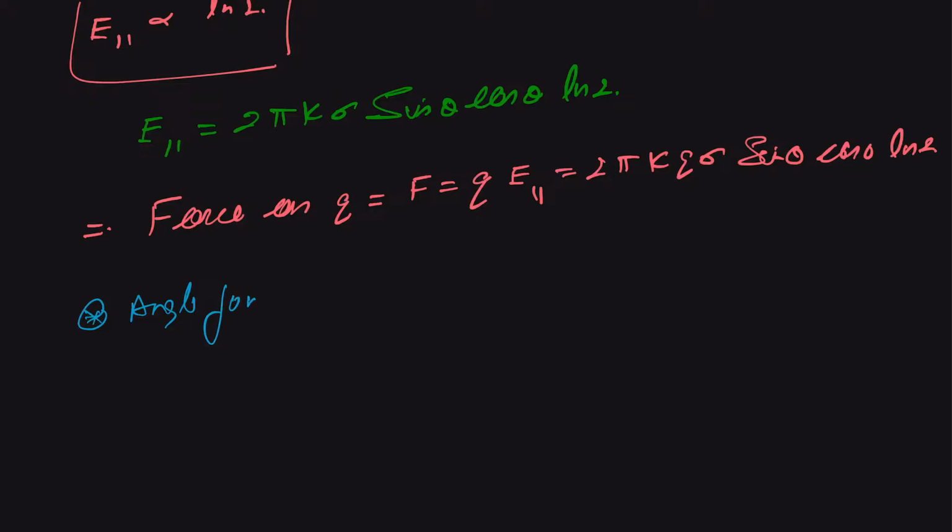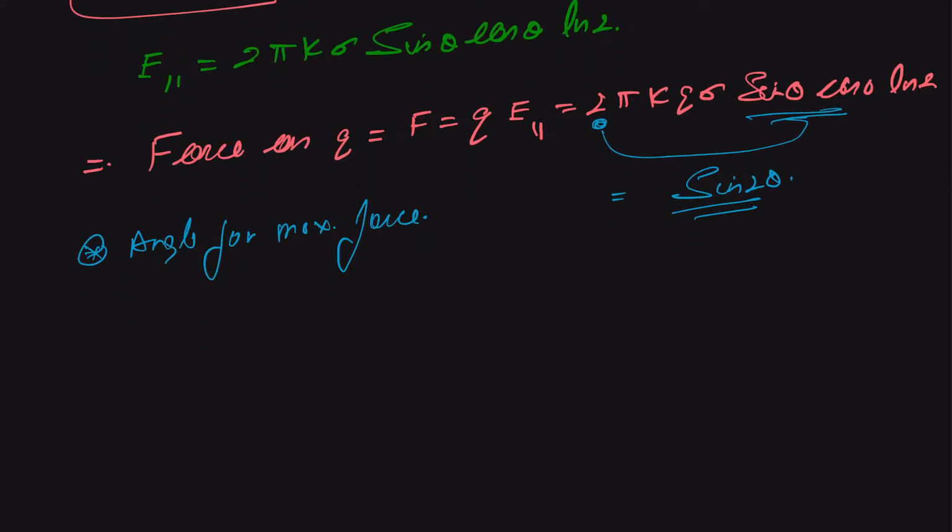Angle for maximum force. And in order to solve this, we are going to combine these two along with this sine theta and cos theta. So we can simply write this as, rest of the terms will be the same, sine 2 theta. We are only interested in this term, sine of 2 theta. So from here we can write that our force is proportional to this sine of 2 theta.